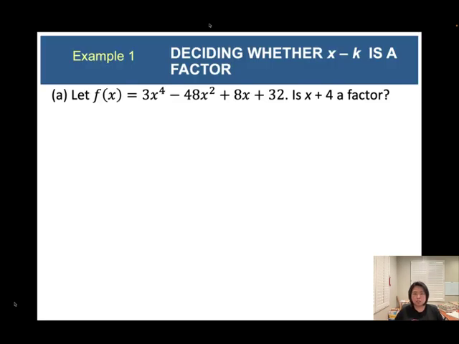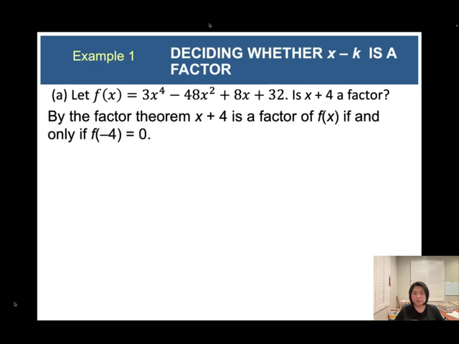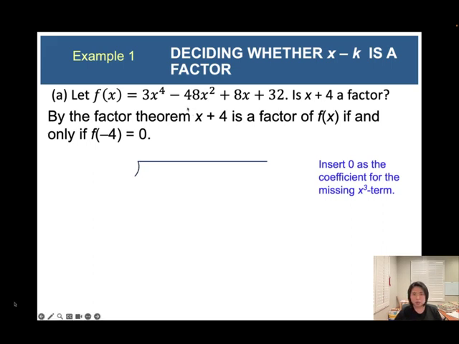Example 1. We have a polynomial function, and we want to know whether x plus 4 is a factor. By the factor theorem, if x plus 4 is a factor, then when we plug in f of negative 4, it should equal 0. This is if and only if. First, we apply synthetic division. Look at the degree: the highest degree is 4, then we skip 3, then 2, 1, 0. When using synthetic division, make sure you add 0 as the coefficient for any missing term.